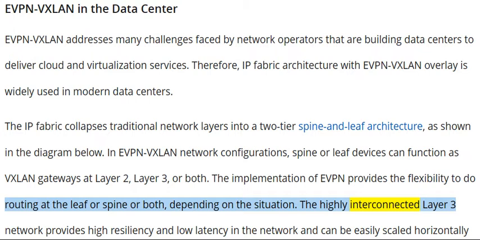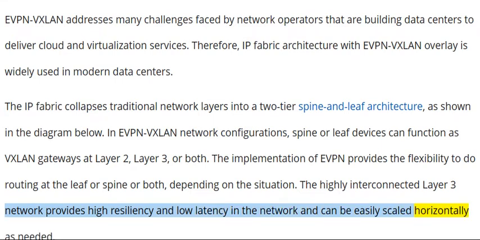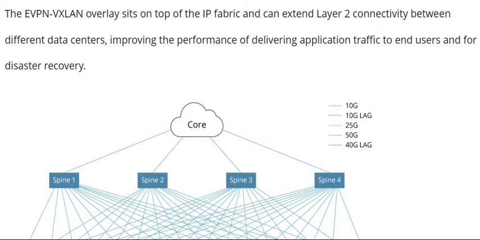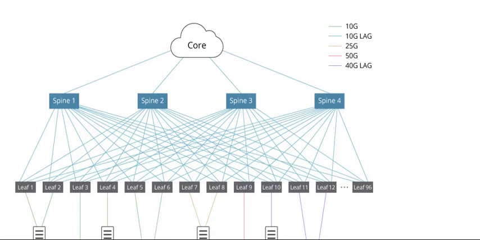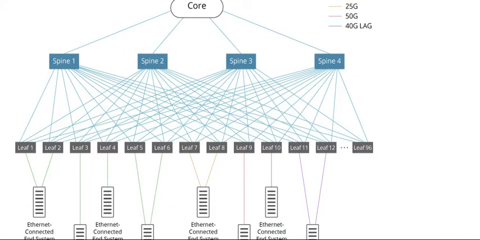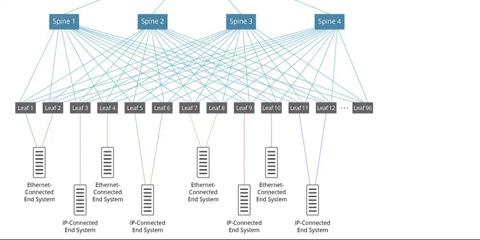The highly interconnected layer 3 network provides high resiliency and low latency in the network and can be easily scaled horizontally as needed. The EVPN VXLAN overlay sits on top of the IP fabric and can extend layer 2 connectivity between different data centers, improving the performance of delivering application traffic to end users and for disaster recovery.